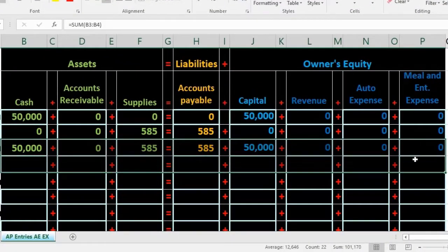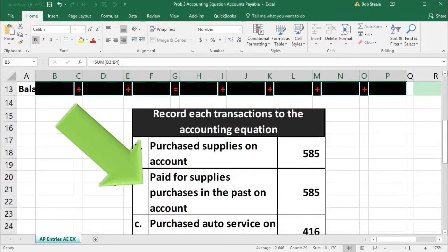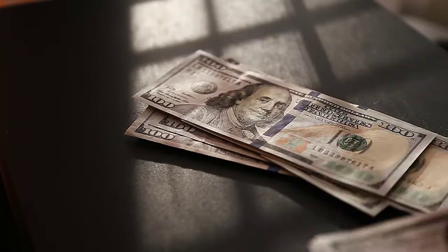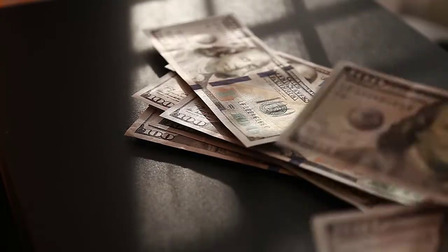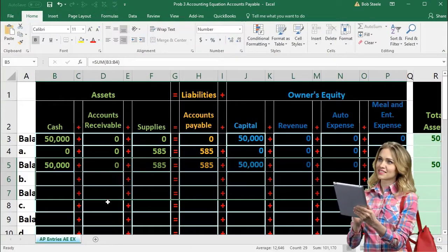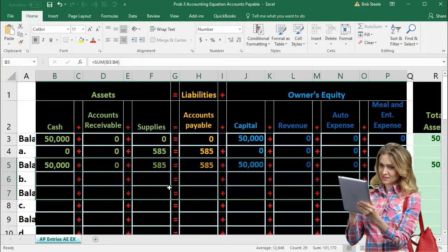Then we're going to enter the data in transaction B and then add the balance plus transaction B to get to the new transaction. Scrolling down to our data, we have B paid for supplies purchased in the past on account. So it should be purchased in cash on account 585. So now we would ask, is cash affected? And in this case, we're gonna say yes, we paid cash. Now we also said something said on account, and we might be thinking, well, that on account typically means accounts payable or accounts receivable. It will mean in this case, accounts payable.